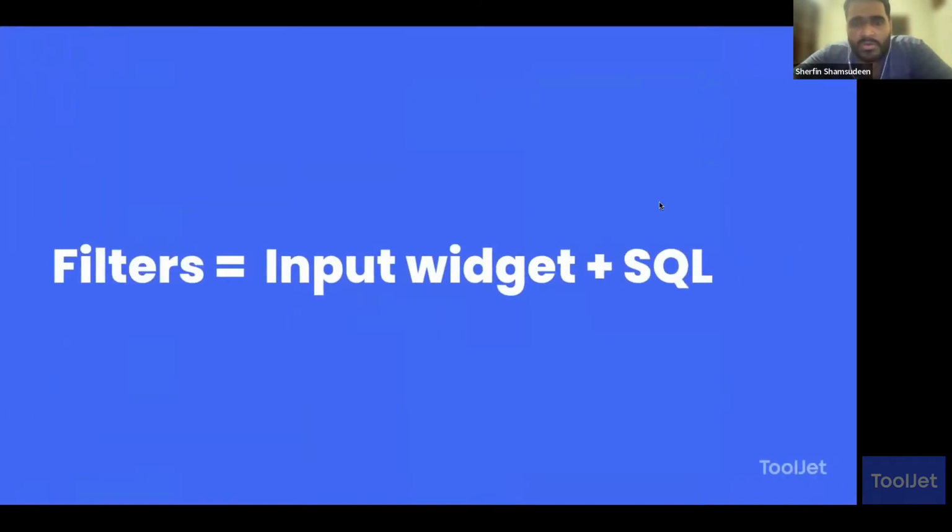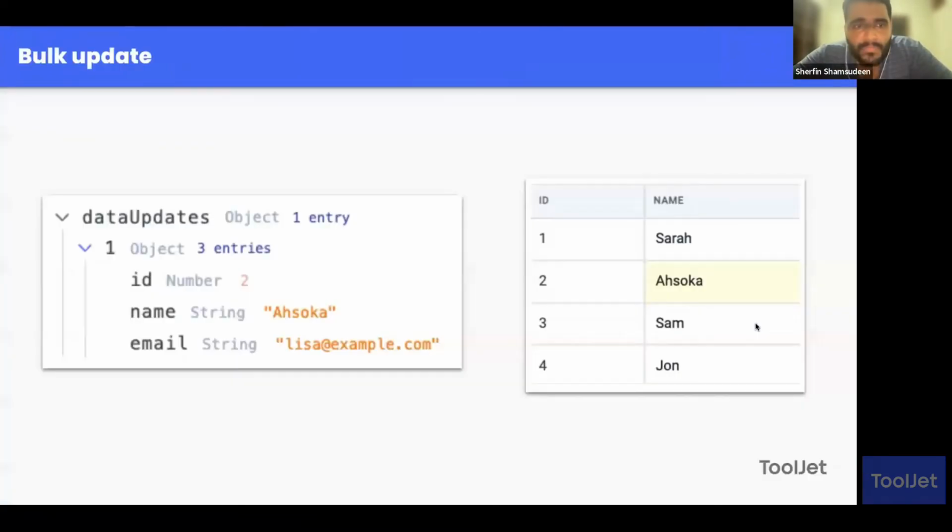So that concludes filters. Basically, this is the equation for filter. Add any input widget. Here it is a drop down. It can be an input field, it can be a text field, a text area, a number input, a multi-select, anything. Any input widget will do. Plus SQL in the case of PostgreSQL or whichever data source that you are using, its query language or its query mechanism, its query apparatus.